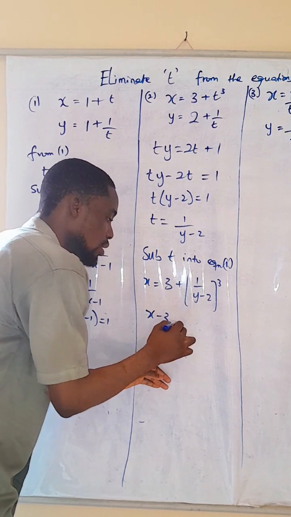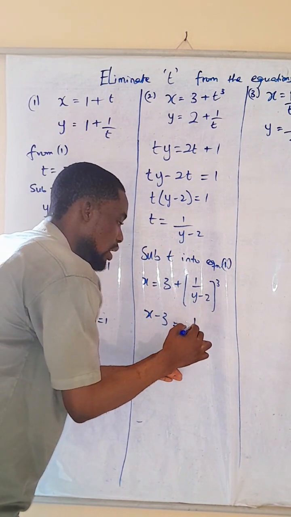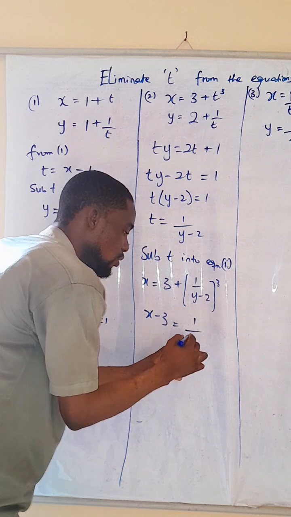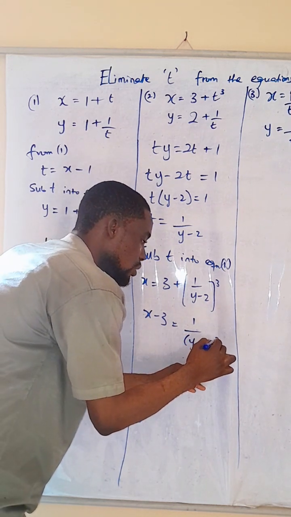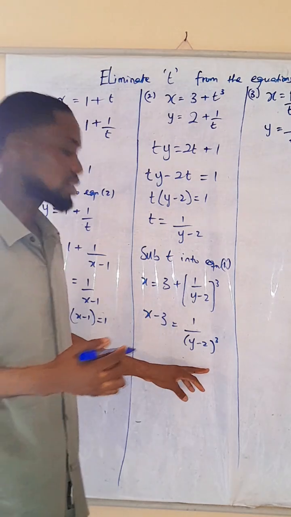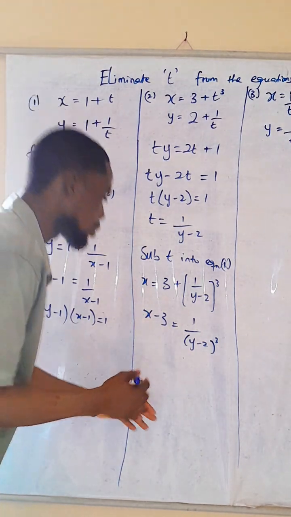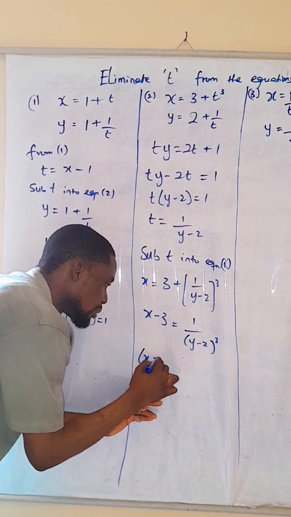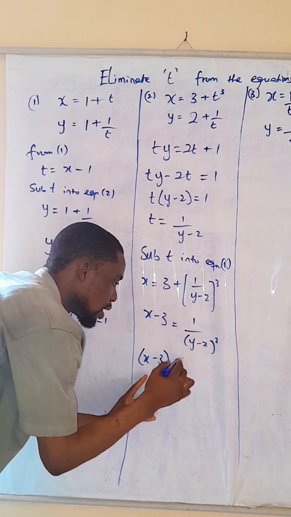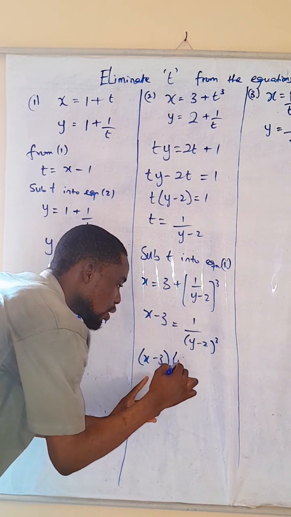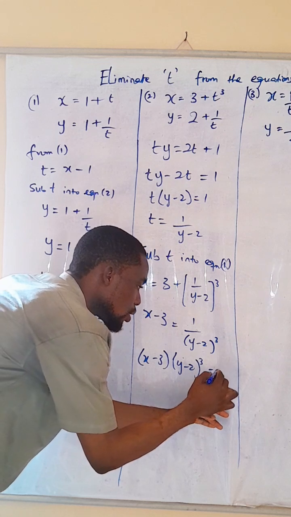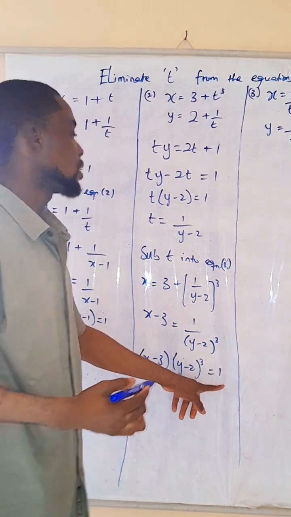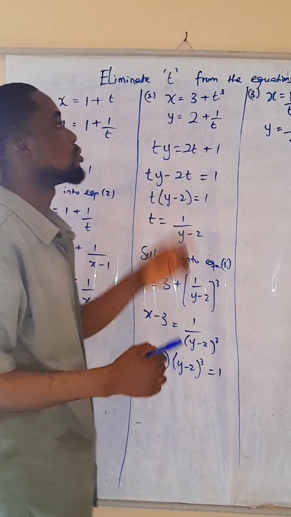x minus 3 equals, cubing that, 1 over y minus 2, all to the power 3. So again, I can stop here or cross multiply to have x minus 3 into y minus 2 all cubed, all equals 1. Very good.